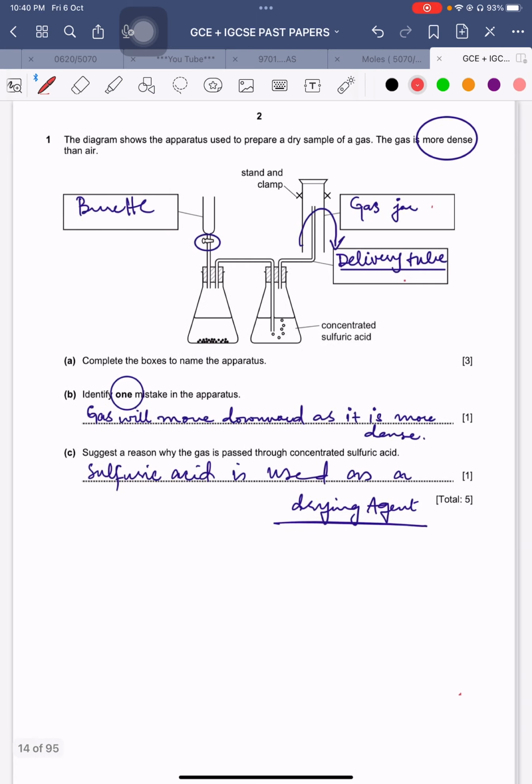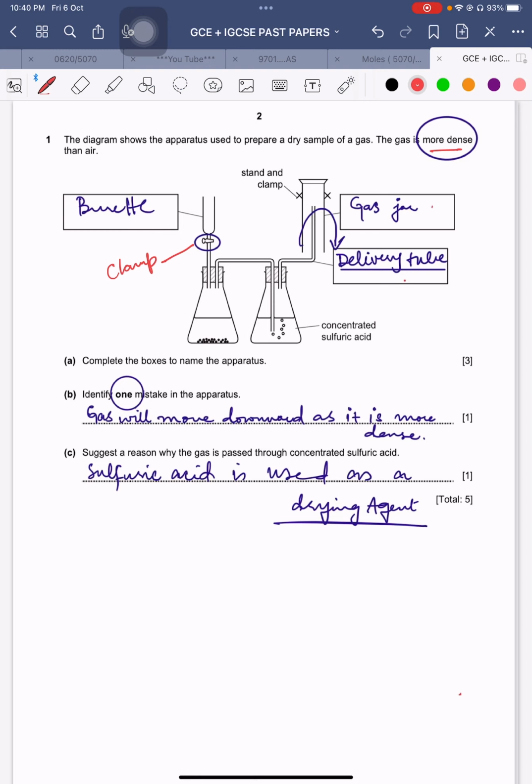All right, here is another question. The diagram shows the apparatus used to prepare a dry sample of a gas. It is very clearly mentioned that the gas is more dense, so it will go downward. There is a burette over there and there is a clamp. This is the clamp of the burette which is controlling the flow of the liquid through the burette. If the clamp is closed, the liquid cannot come out.